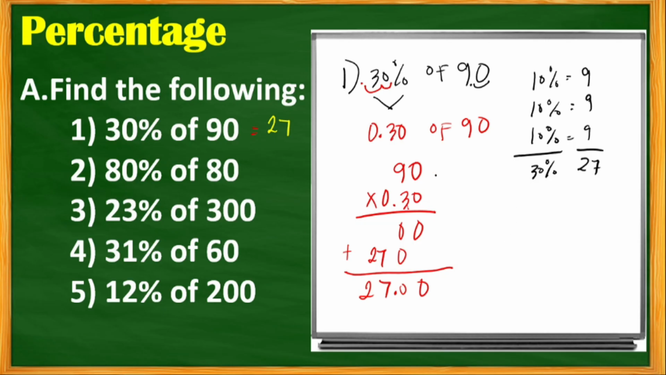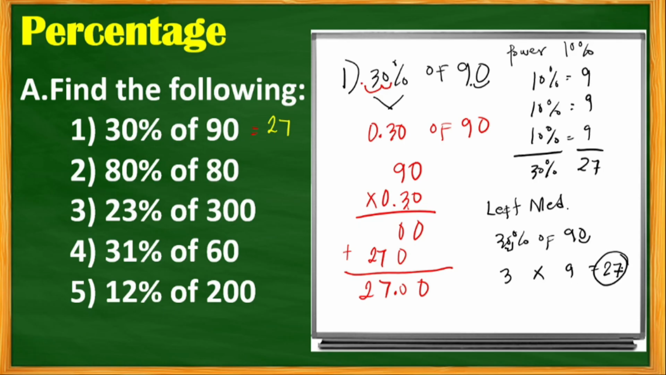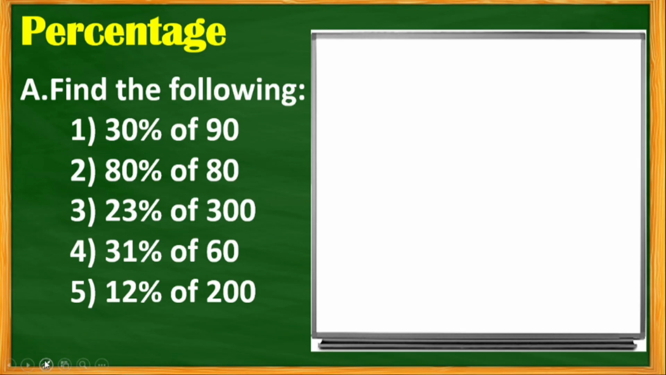Or, simply, another method is the power of 10%. And the other one is the left method approach. So, we have 30% of 90, right? So, you just move the decimal point 1 place. It becomes 3.0 or 3 rather. And then this would be 9.0 or 9. 9 times 3 is 27. It's very easy. Okay. So, let's try to answer this one using the shortcut way. This would be 27, right?